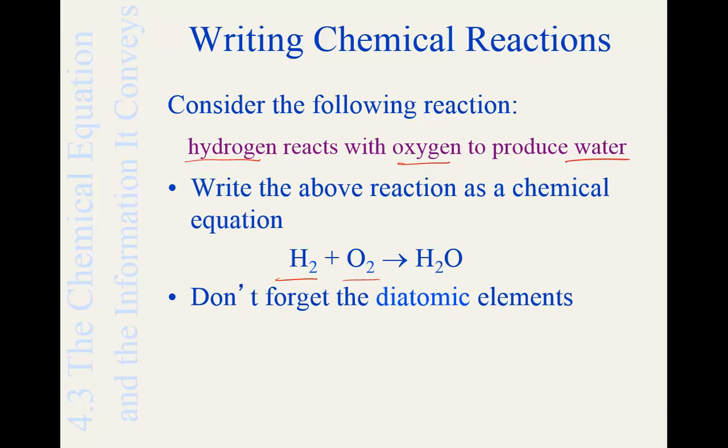But you notice already there's 2 oxygen on the reactant side. There's only 1 oxygen on the product side. So we're going to have to put a coefficient of 2 in front of the water. So that gives me 2 oxygen, but now that gives me 2 times 2, 4 hydrogen, so I have to put a 2 in front of the hydrogen. So that's the way we would balance that.